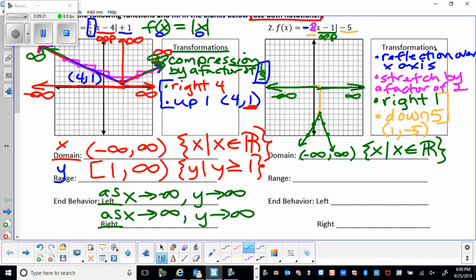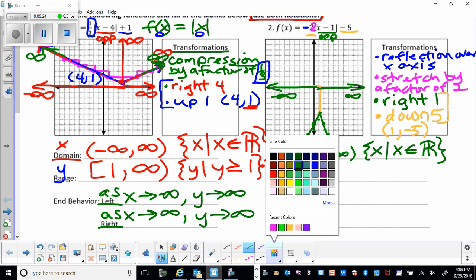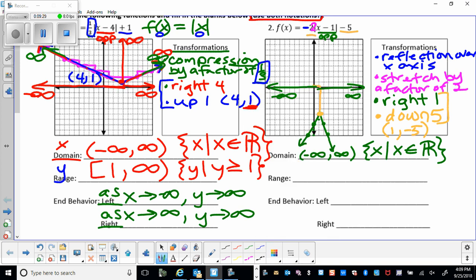Okay, and then range-wise, if I'm looking at the range, then I've got the y values. Remember, the vertex tells me the range. This vertex, this y here, this negative 5, that is my y value. Now, since it's flipped over and reflected, that's the highest y value, all right? So that means my range goes down. So it's going to go from negative infinity to -5.